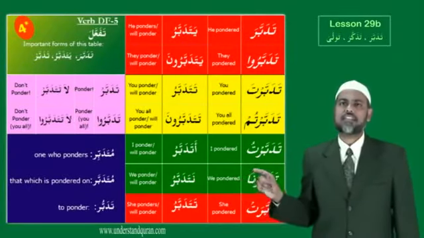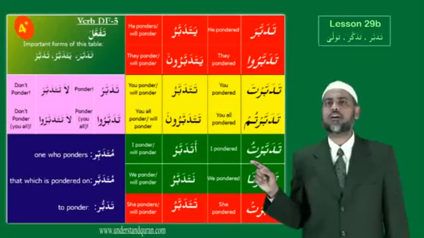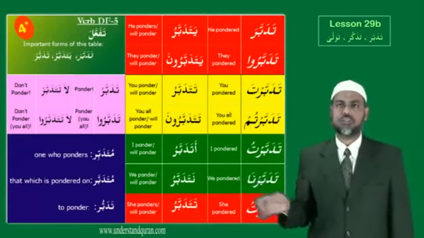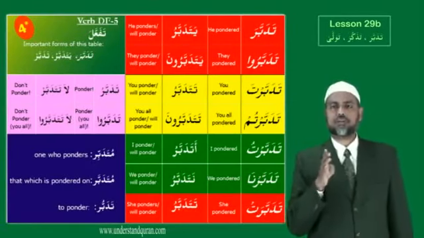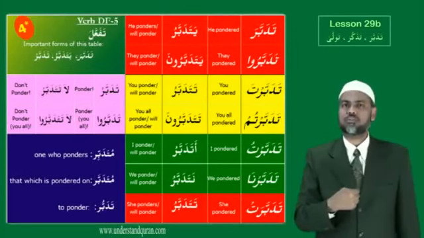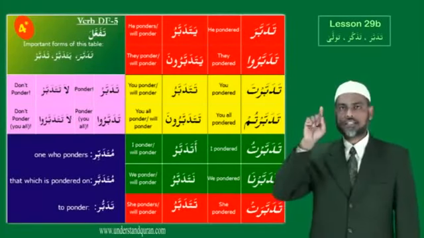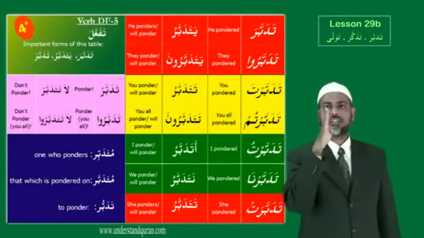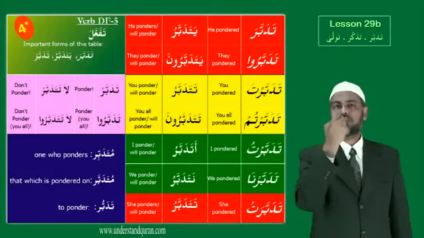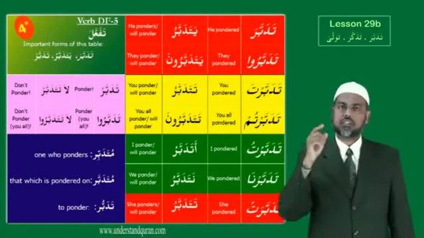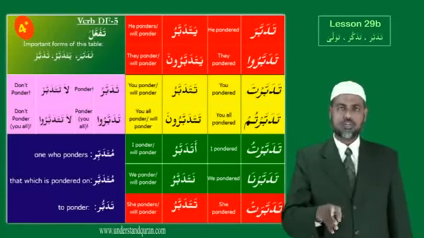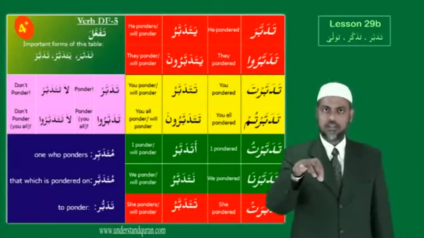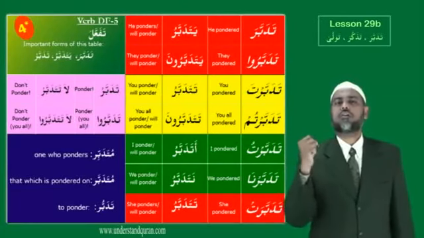So tadabbara means he pondered, he thought over. Translate: tadabbara, he pondered. Tadabbaru, they pondered. Tadabbarta, you pondered. Tadabbartum, you all pondered. Tadabbartu, I pondered. Tadabbarna, we pondered. Yatadabbaru, he ponders. Yatadabbaruna, they ponder. Tatadabbaru, you ponder. Tatadabbaruna, you all ponder. Atadabbaru, I ponder. Natadabbaru, we ponder. Tadabbar, ponder. Tadabbaru, ponder. La tatadabbar, don't ponder. La tatadabbaru, don't ponder. Mutadabbir, the one who ponders. Mutadabbar, that which is pondered on.